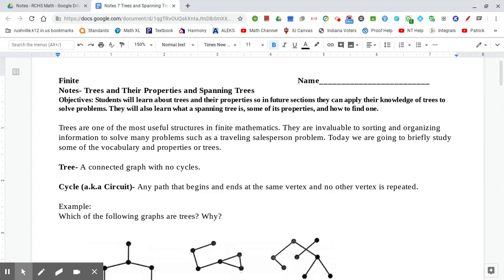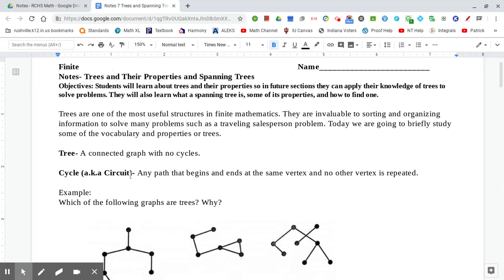All right, the reason why we're studying trees is because you're going to continue to use trees throughout the rest of the school year, especially when we talk about probability. I think you're going to find the easiest way to look at some probability problems will be to make trees. All right, so we're just going to get a little bit into the background of trees.